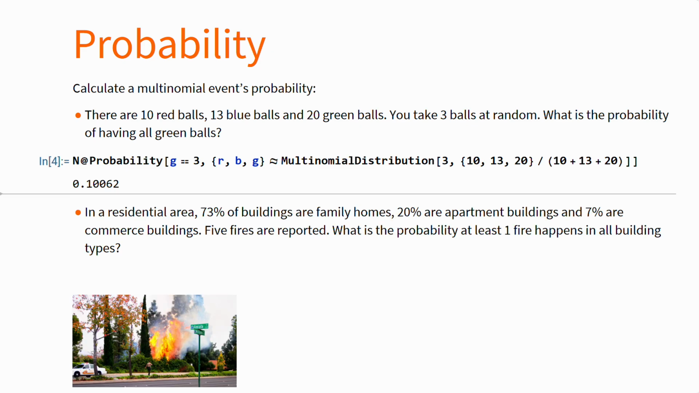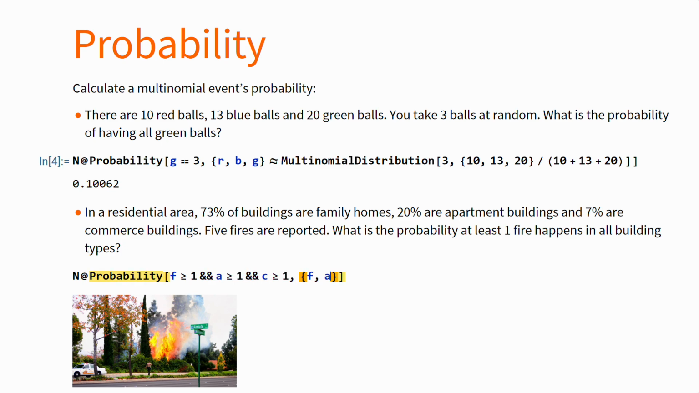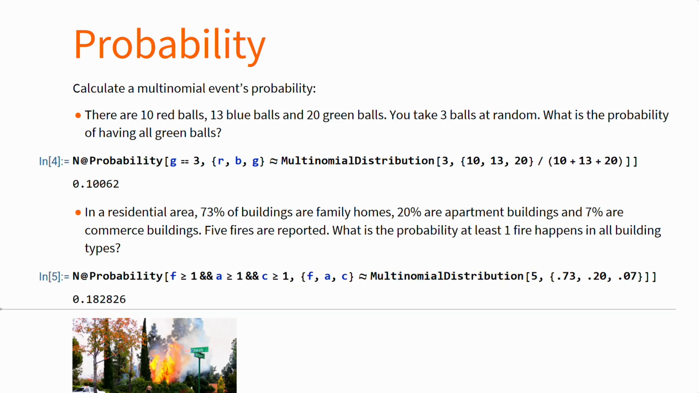Okay, let's take another example. Imagine a residential area where there are 73%, 20%, and 7% of family homes, apartment buildings, and commerce buildings, respectively. If 5 fires are reported in different houses, what's the probability of at least one fire happening in each building type? Take the probability of having at least one of each type, considering your 3 variables are multinomially distributed over the sample 5 for a corresponding 0.73, 0.20, and 0.07 proportions, and you get around 18%.